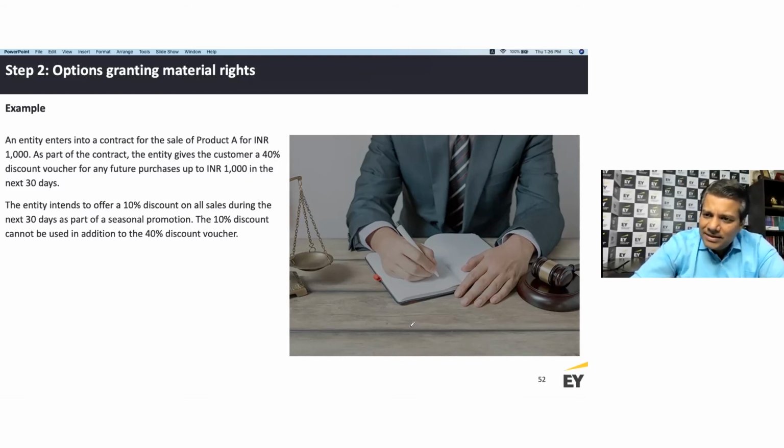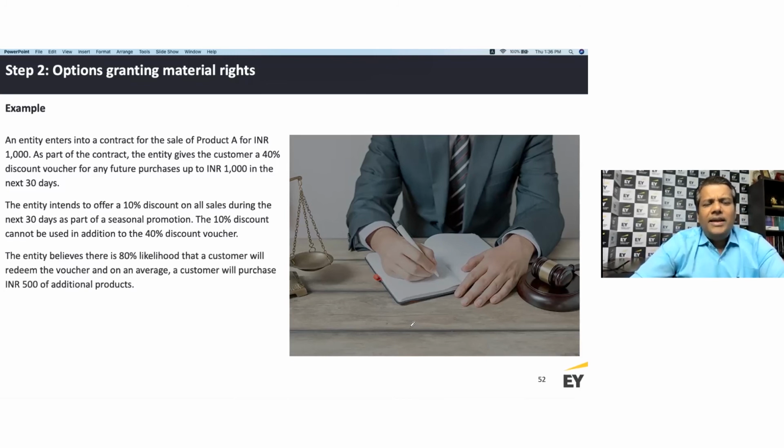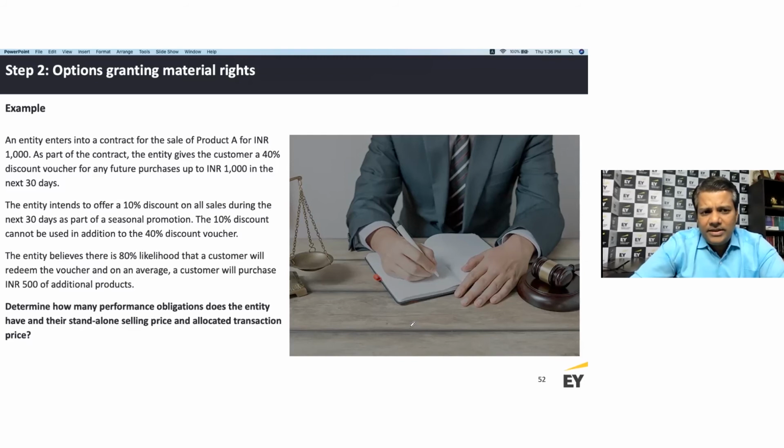That means that the 10% is actually subsumed into the 40%. So the entity believes that there is 80% likelihood that the customer will redeem the voucher, and on an average, a customer will purchase INR 500 of additional products. Based on this fact pattern, you have to determine how many performance obligations the entity has, and their standalone selling price and allocated transaction price.